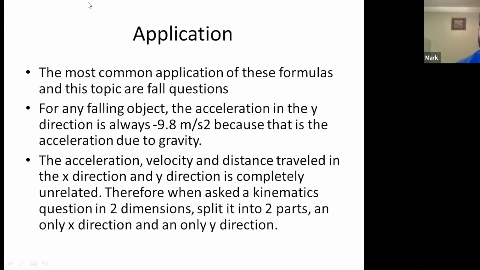So now I want to talk about the application of these equations. The most common application of these formulas and this topic in general is fall questions. Like I mentioned, you throw a rock and it's going in the air in an arc. How far will it go? How much time will it take until it hits the ground? Anything that involves throwing, falling, anything like that.